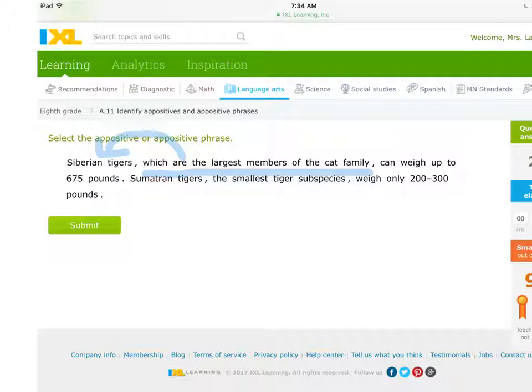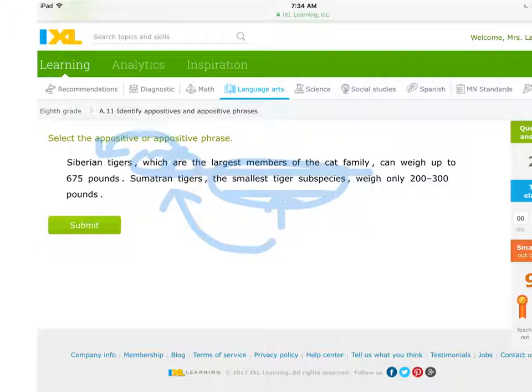It's not a noun phrase. It's a clause. Which and are, that's my subject and my verb, and these are not clauses. They're just phrases. We're looking for a word or just a group of words that don't have a subject and a verb. If you look below it though, Sumatran tigers, the smallest tiger subspecies, that is just a noun phrase describing the Sumatran tigers. So this right here is what I would click and submit.